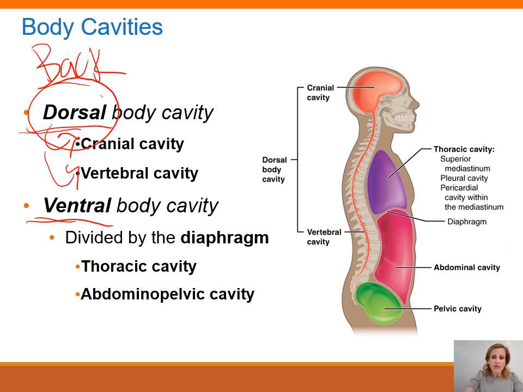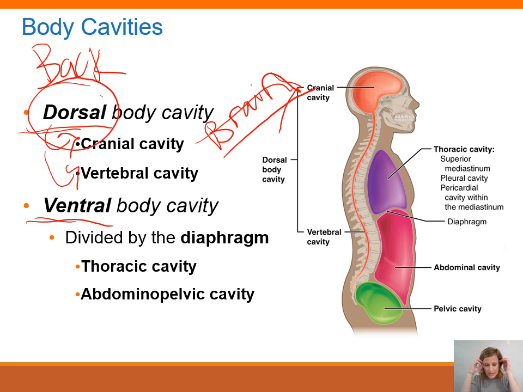The cranial cavity you see up top here. Cranial refers to the skull. So the cranial cavity is the cavity within the skull. Now, what organ do you think is inside the cranial cavity? Hopefully you said the brain. The brain is inside the cranial cavity.